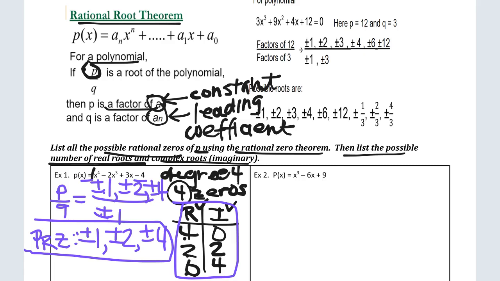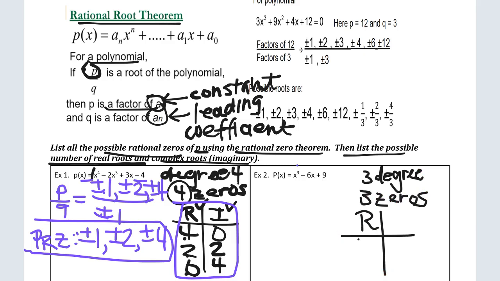Next up, degree 3. That means 3 zeros. That means our reals can be either 3 or 1. So imaginaries would be 0 or 2. Because real and imaginary must add up to the number of zeros, or the degree.